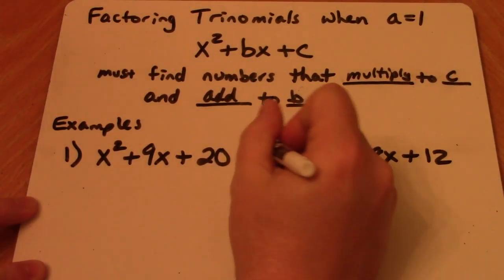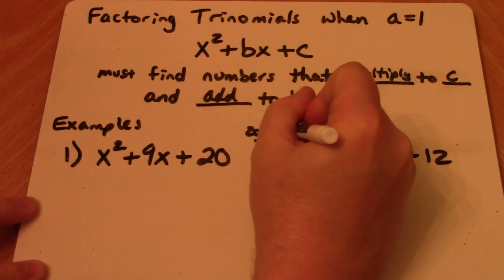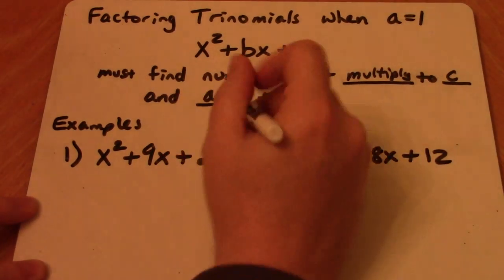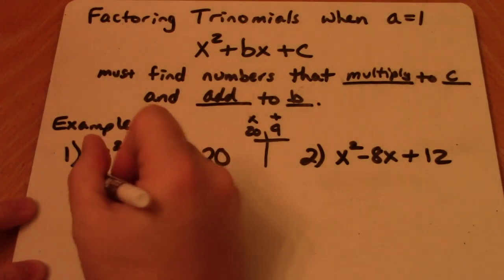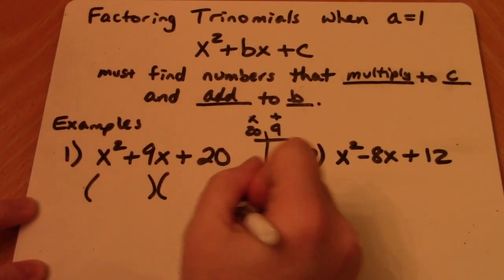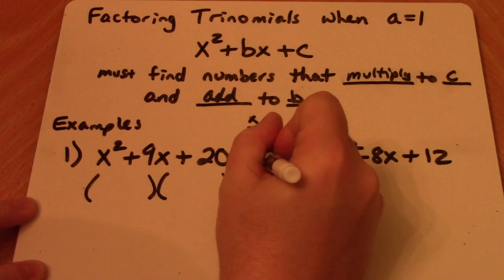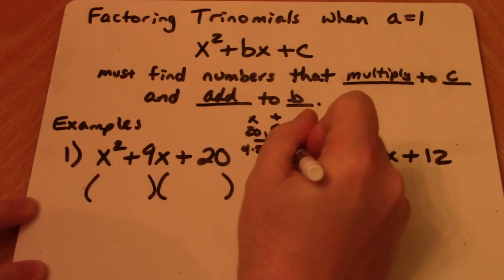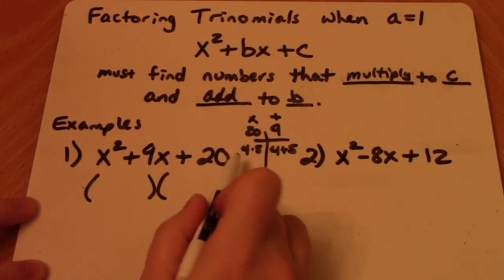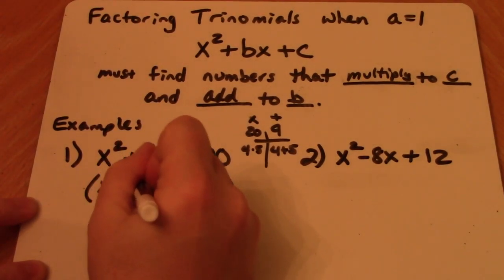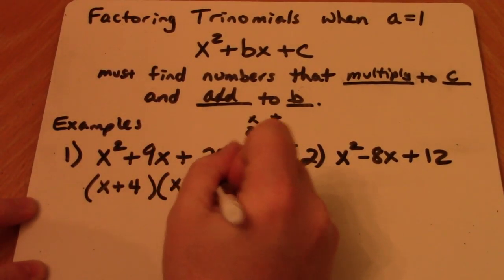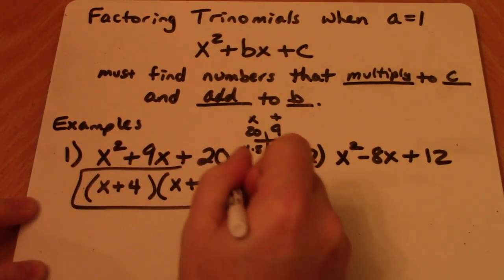So here we're looking for a pair of numbers that multiplies to 20 and adds to 9. Again, we're multiplying to 20 and we're adding to 9. That would be 4 and 5. 4 times 5 is 20. 4 plus 5 is 9. So 4 and 5 would be our numbers. So this would factor into x plus 4 and x plus 5.